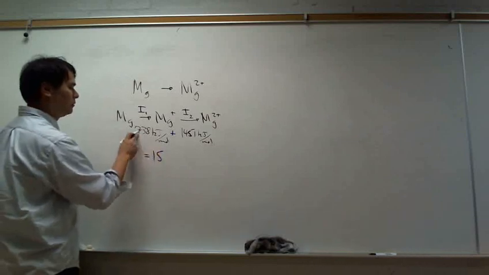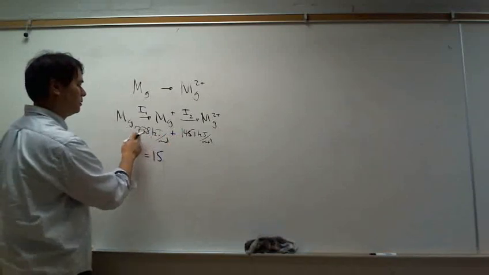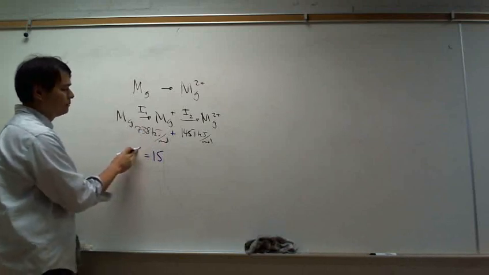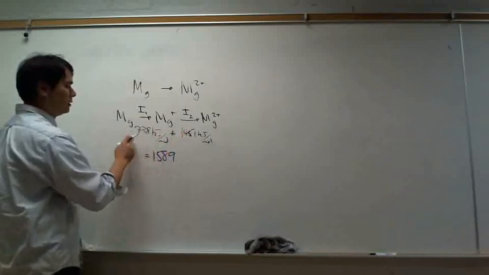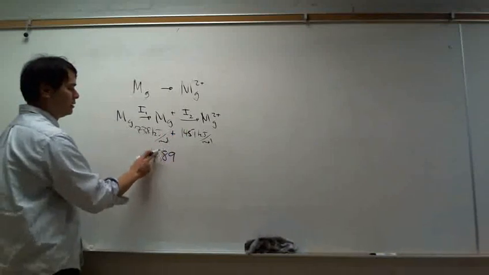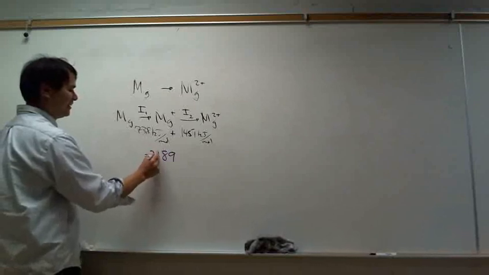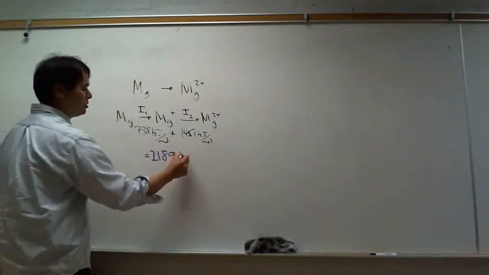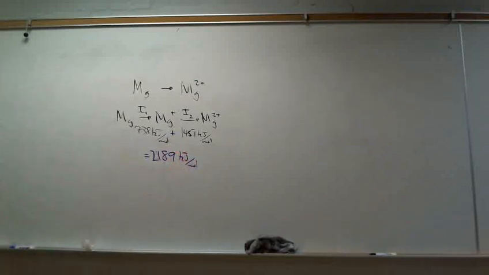1,589. Wait, is that right? 1451. No, maybe not. 7 and 4 is 2189. Wow. Okay, there we go. 2,200 kilojoules. 2189 kilojoules just to form a magnesium 2+.